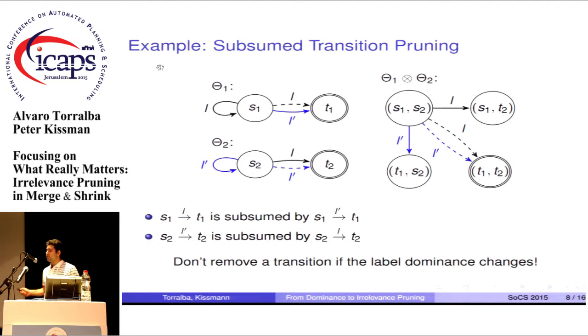This example is also useful because it shows that whenever you remove a transition, this label dominance and state dominance might change. So what we will do in practice is not prune any transition if this might happen.